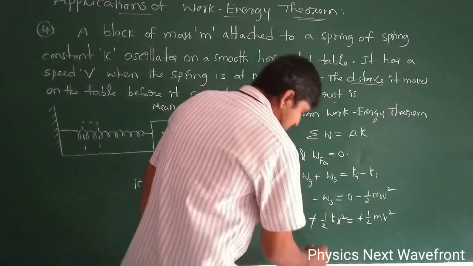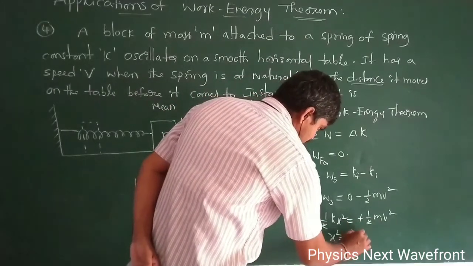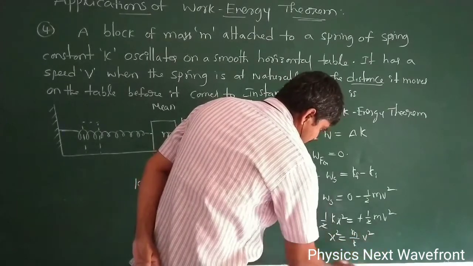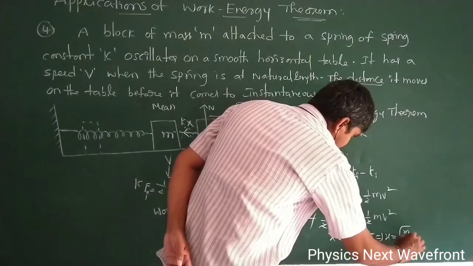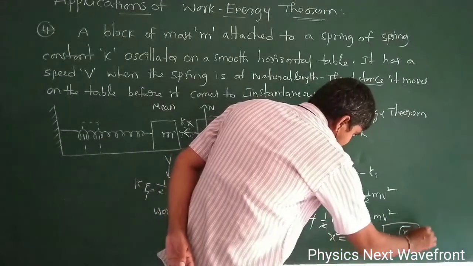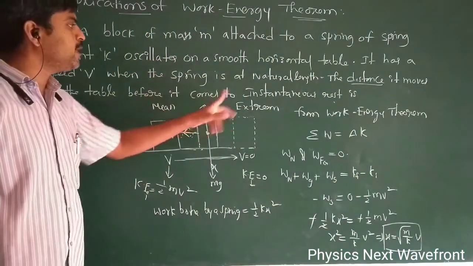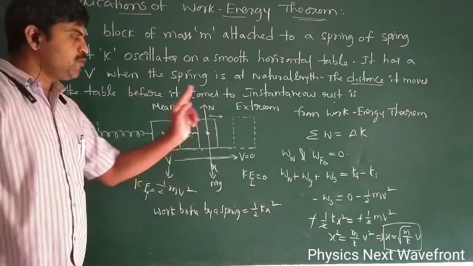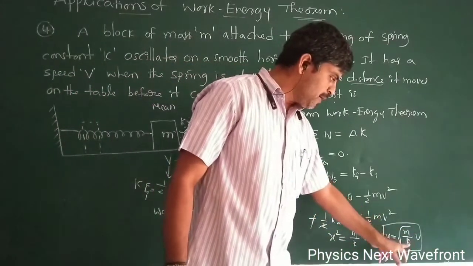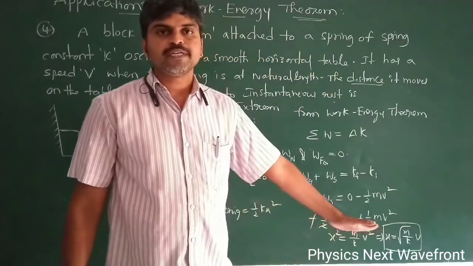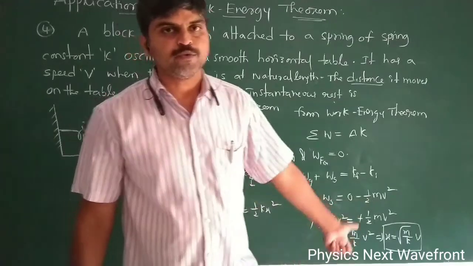I want to measure x. The half also cancels, so x square is equal to m divided by k into v square. From this, x equals the square root of m by k into v. This is the distance the block moves on the table before it comes to instantaneous rest. This is one of the important formulas. Thank you very much.